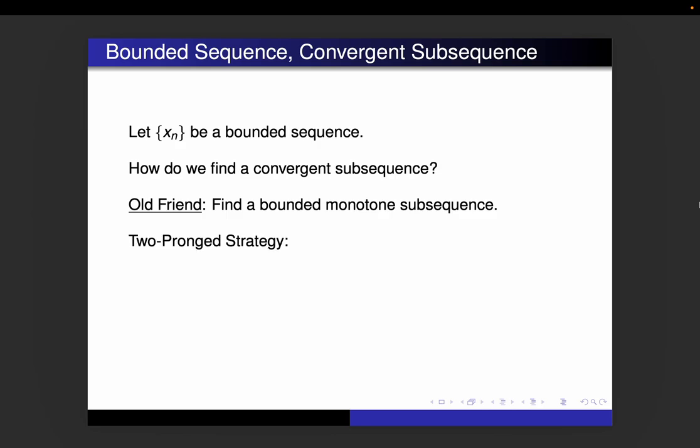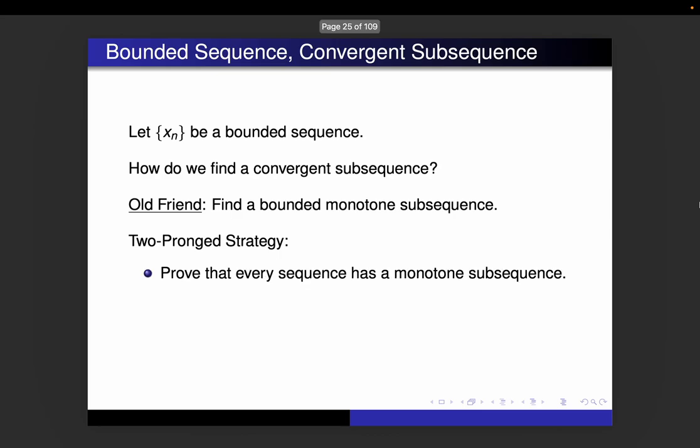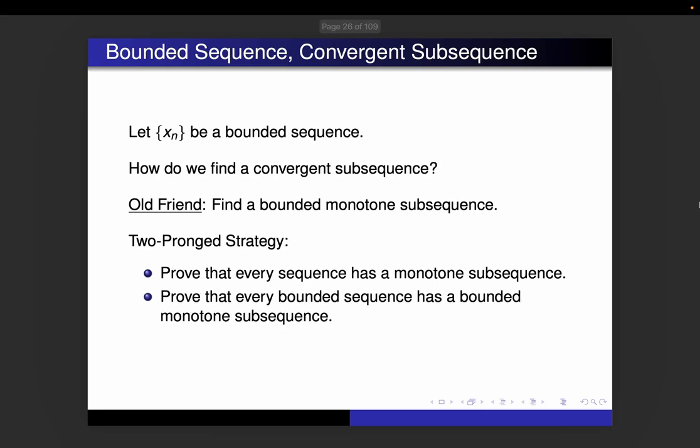So we're going to use a two-pronged strategy to find a bounded monotone subsequence. We're first going to prove that every sequence, bounded or not, has a monotone subsequence. And then in the case where our sequence is bounded, we're going to get a bounded monotone subsequence that will then be convergent.